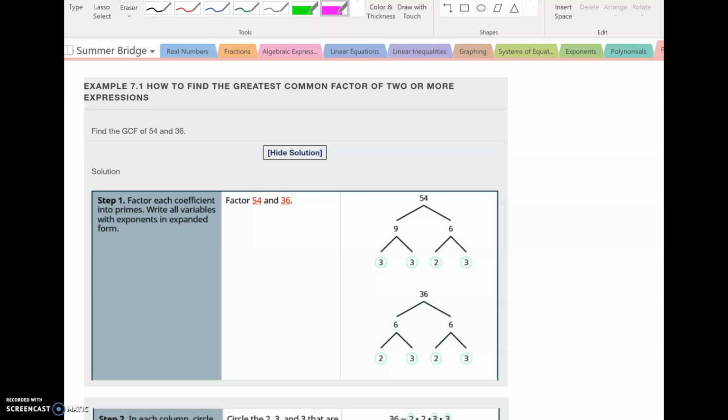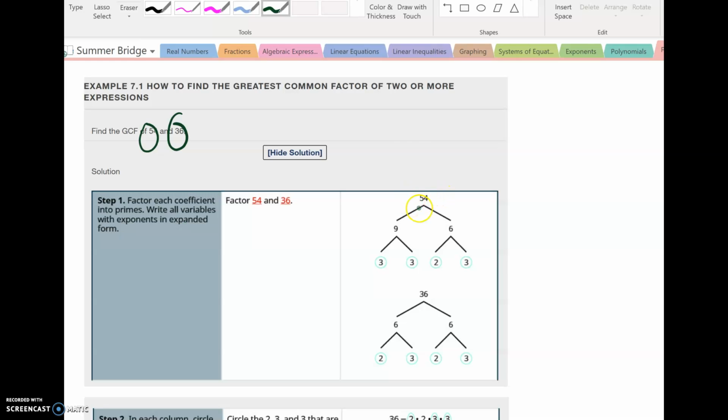Say, for example, we're looking at 54 and 36, and we want to come up with factors, so two things multiplied together to give you that number. The first step is to do a factoring tree. What that means is we're going to factor each coefficient into primes, and we're going to write all variables with exponents in their expanded forms.